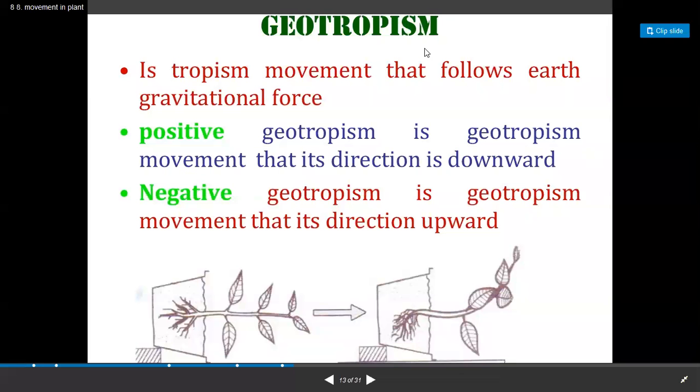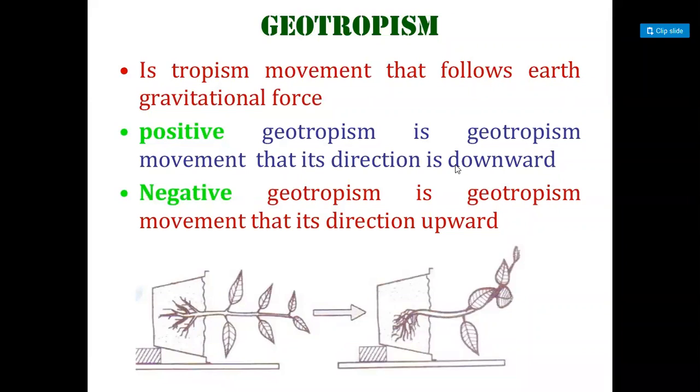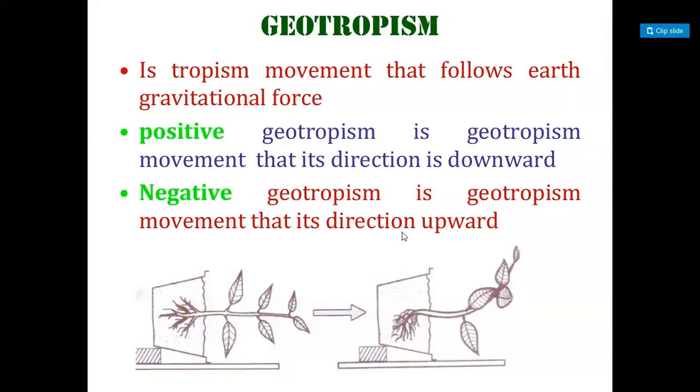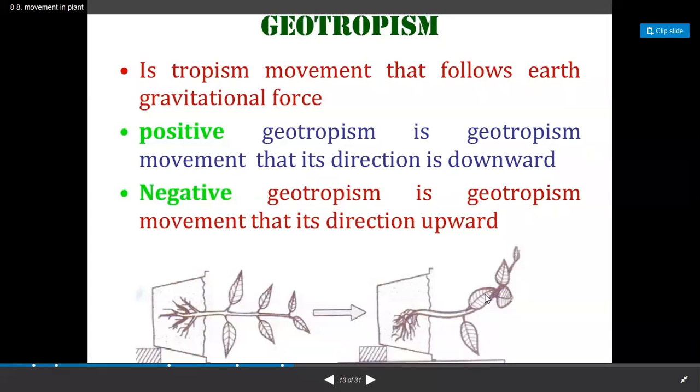Next one, geotropism is the tropism movement that follows Earth's gravitational force. Positive geotropism is geotropism movement whose direction is downward, growing towards the gravitational force. Negative geotropism is geotropism movement whose direction is upward, growing away from the gravitational force. That is negative geotropism.